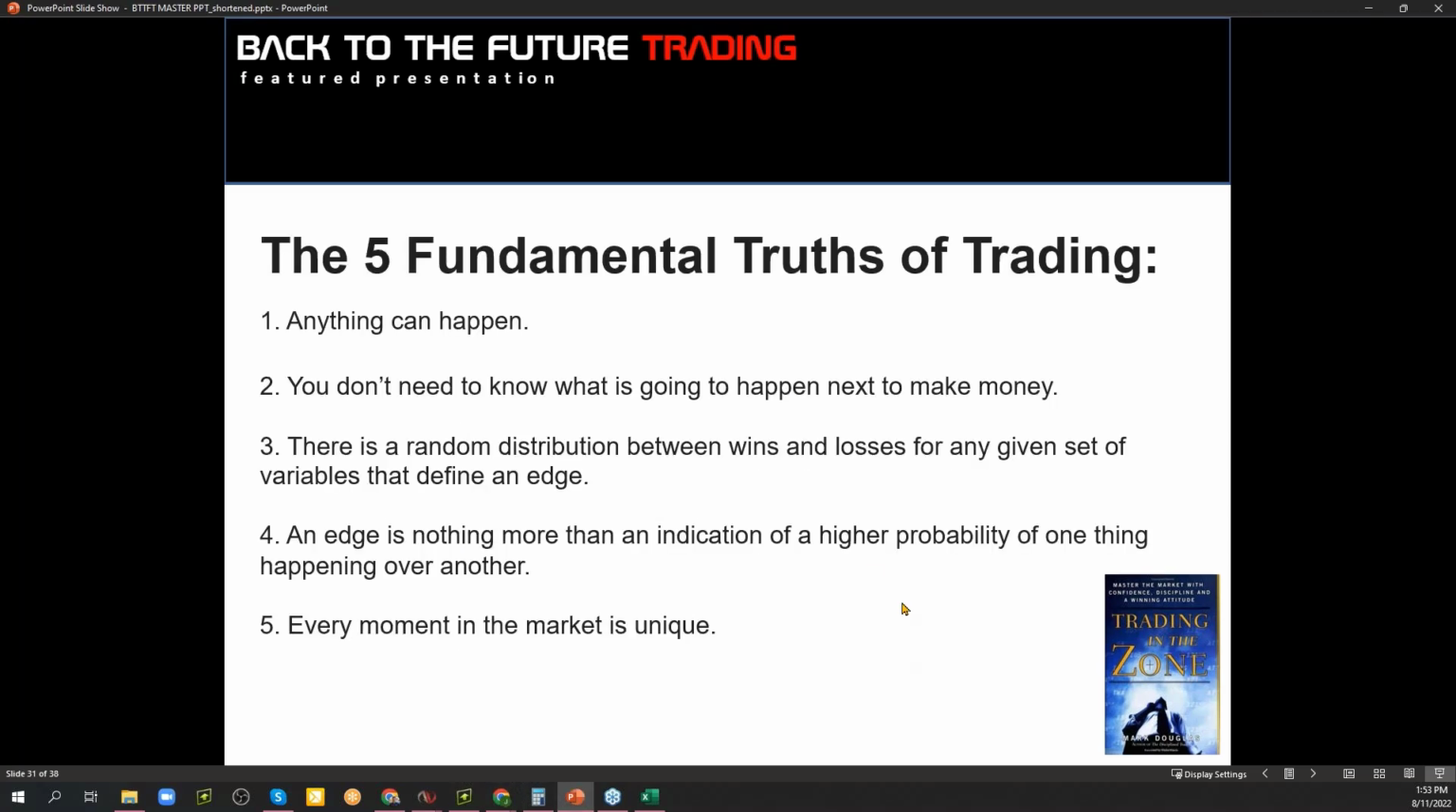I keep a copy of these on my trading desk at all times. The 5 fundamental truths of trading as per Mark Douglas. Number 1, anything can happen. Number 2, you don't need to know what is going to happen next to make money.